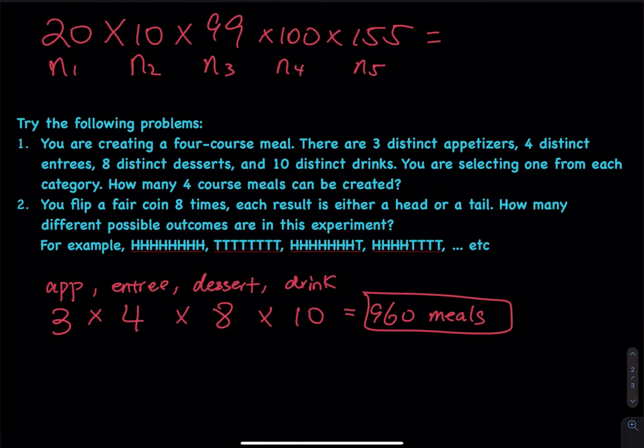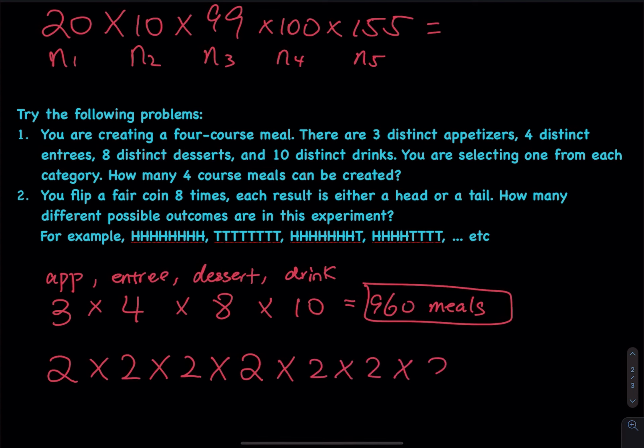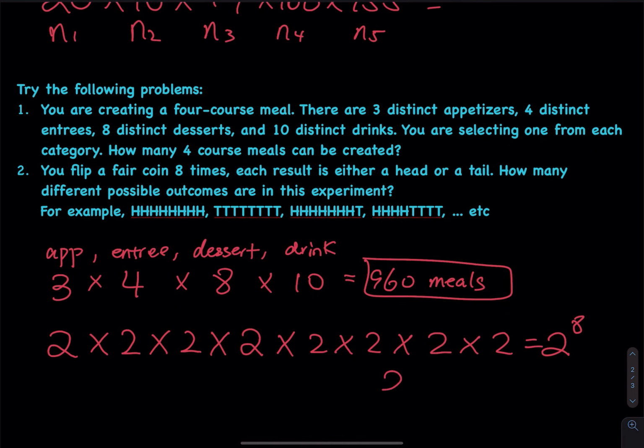So what's the total? The first coin, there are 2 outcomes, either head or tail. The second coin, 2 outcomes, head or tail. The third coin, 2 outcomes. The fourth coin, 2 outcomes. So for every coin, you have 2 outcomes and you have to multiply 8 copies of 2. So let's say 1, 2, 3, 4, 5, 6, 7, 8. Another way to write this in a more compact form is 2 raised to the 8th power. That is equal to 256 outcomes.